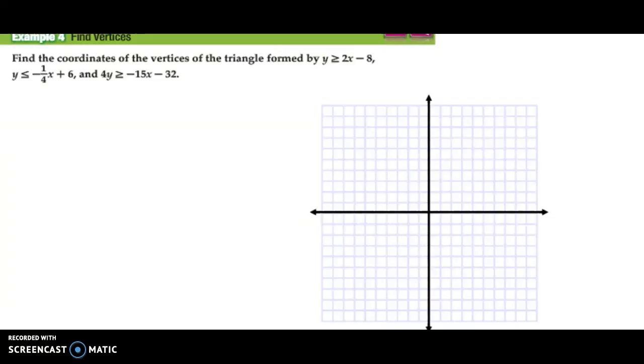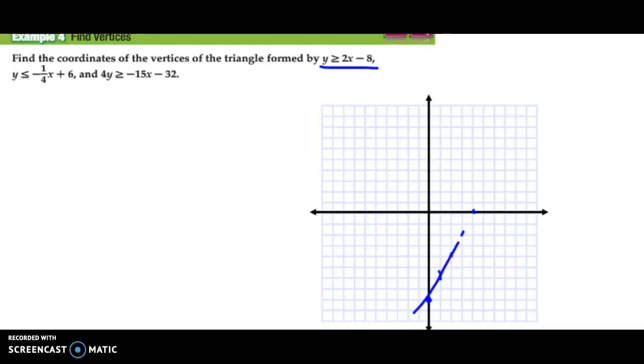We'll start by graphing all three of our inequalities. First one I'll do in blue. y is greater than or equal to 2x minus 8. Nice thing is that's already in slope-intercept form. So I start down at negative 8, and I have a slope of 2. So I go up 2 over 1, up 2 over 1, up 2 over 1, up 2 over 1.